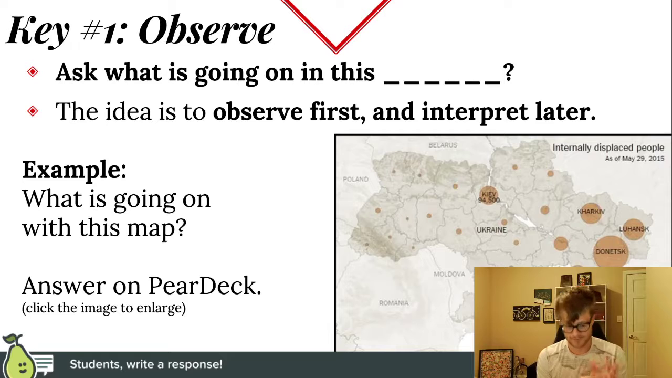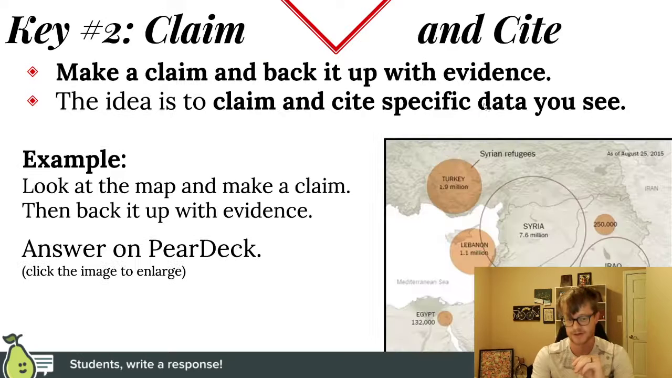So for example, I'd like you to type into Pear Deck, what do you see that's going on in this map? Don't interpret, just tell me what you see. And if your answer is brown bubbles, then you've got the right idea. You might see internally displaced people. You might see dates. You might see labels. That's what we're looking for. Those are all good things. So I'm going to have you answer on Pear Deck. Again, we'll be going over this in class, but let's keep pressing on.